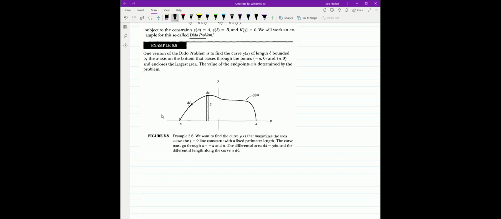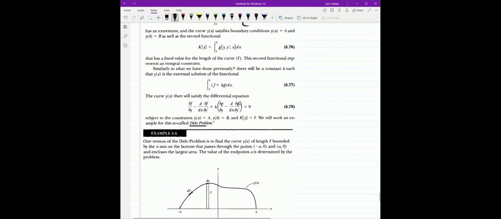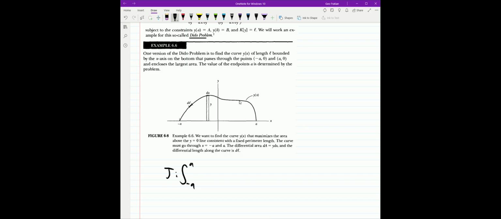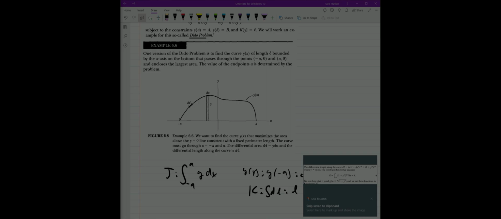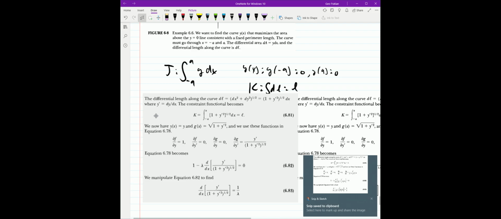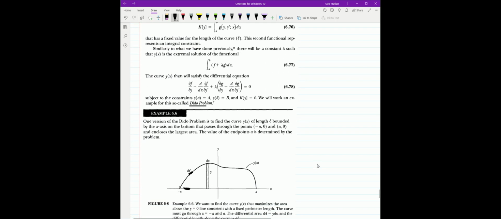Okay, so we can use the equations we literally just made to solve this problem. So starting from J, which from negative a to a is just the integral of y dx. And then we have our equations of constraint, which is y of negative a equals 0, y of a equals 0, and then we have K equal to the integral of dl, which is just L. So then the differential length along the curve, borrowing from our ds problem, it's the same math. If you have a dx element, you have a dy element. You just add the two, and it's Pythagoras, right? That's how you get a squared plus b squared equals c squared.